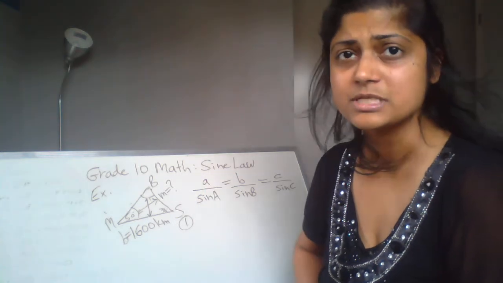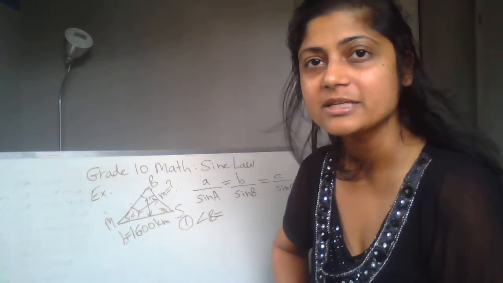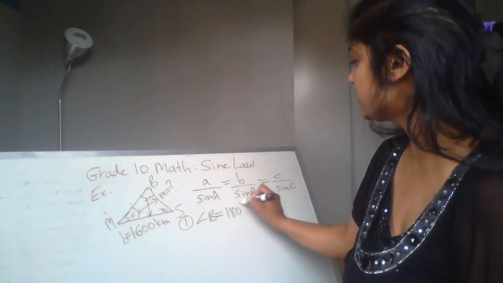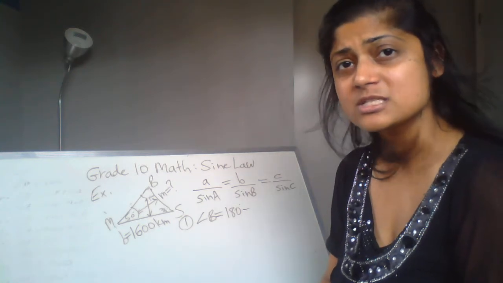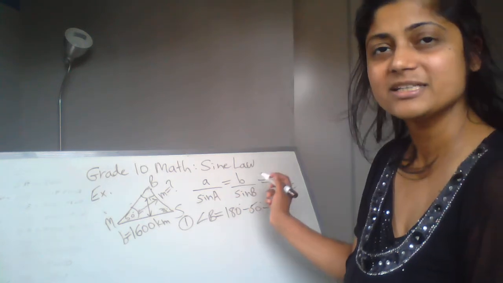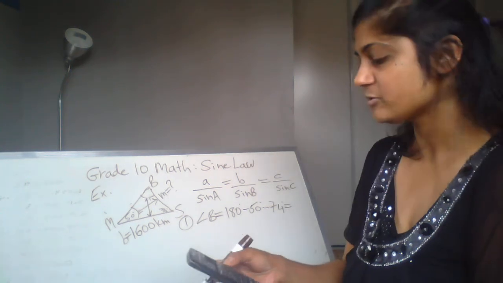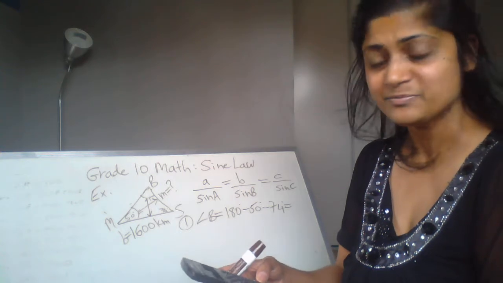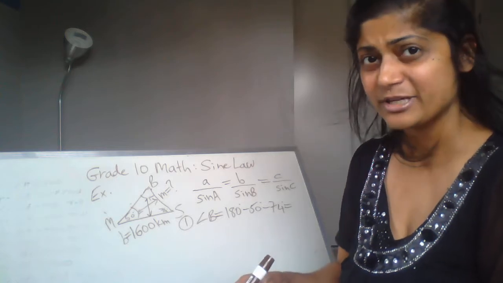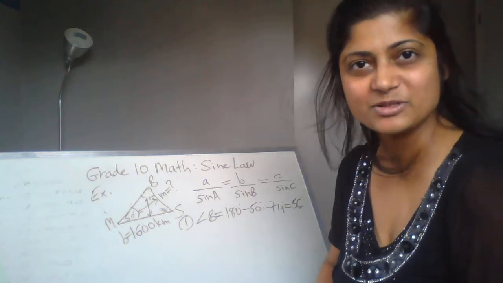The first thing we're going to do is look for angle B. So I'm going to put angle B here. Remember that all the angles of a triangle have to add up to 180 degrees. So I'm going to do 180 subtract the other angles that are given in the question here. So angle M is 50 degrees, and then angle S is 74 degrees. I'm going to take my calculator and we're just going to subtract these numbers here. So we're doing 180 minus 50 minus 74, and we're getting 56 degrees. So I'm going to write that over here, just like that.